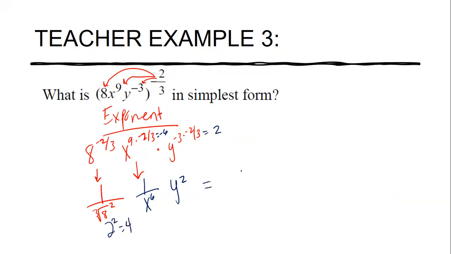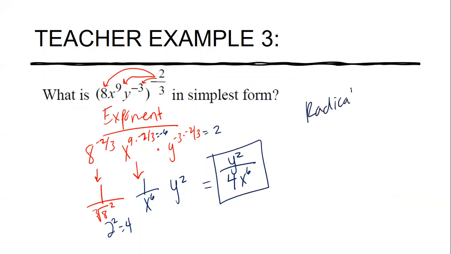So now putting it all together, in the numerator, what do I have? y squared. In the denominator, what do I have? 4x to the 6. And there is no radical form of this because I have no rational exponents left.